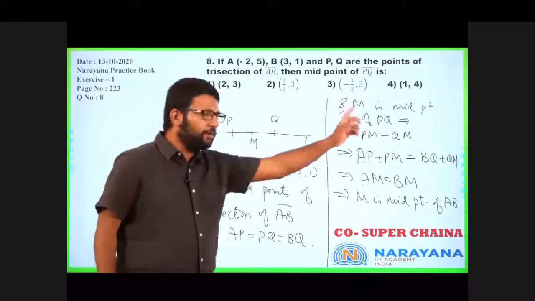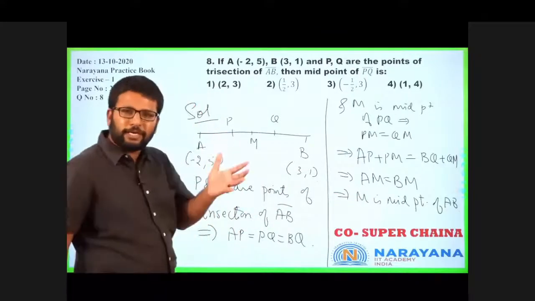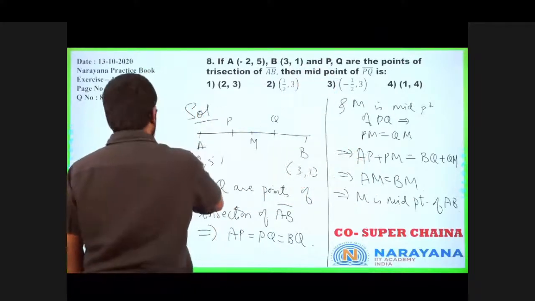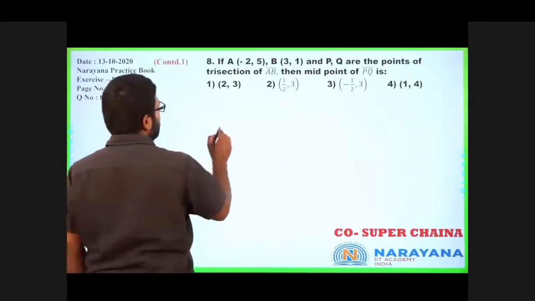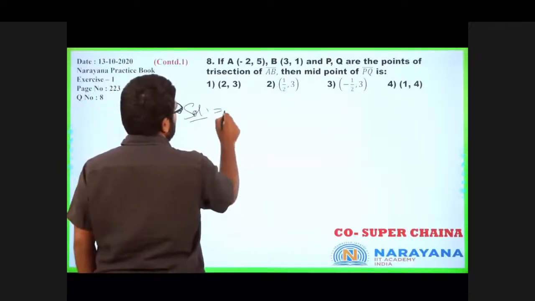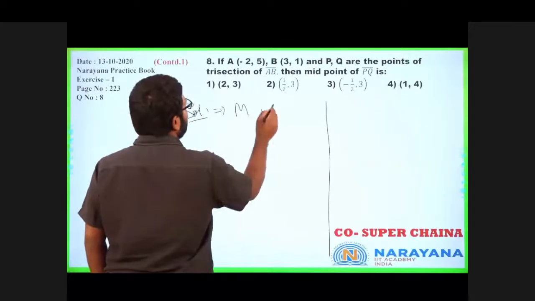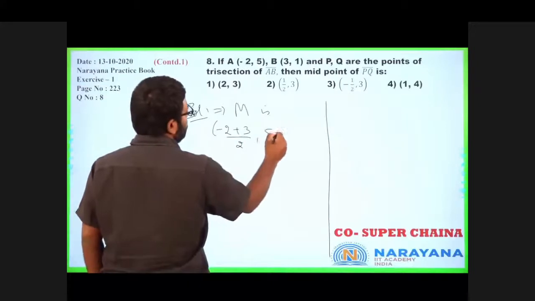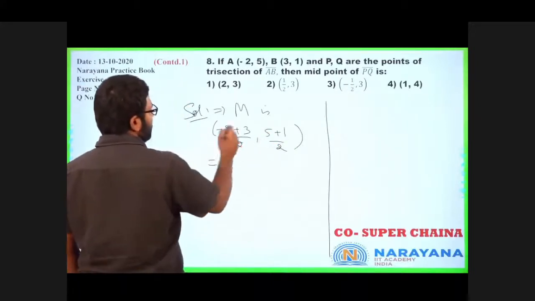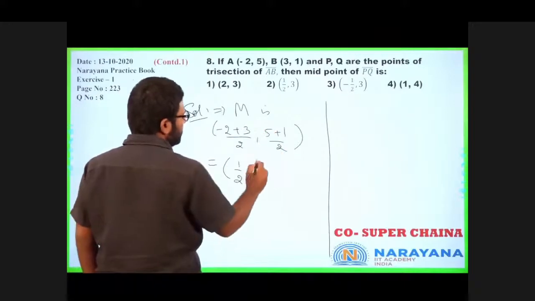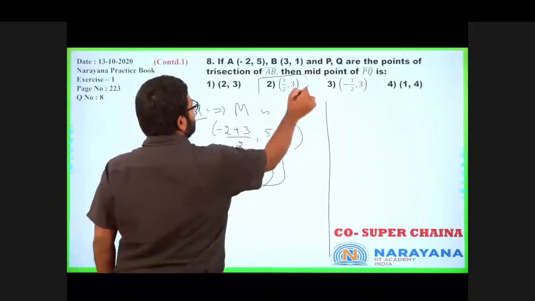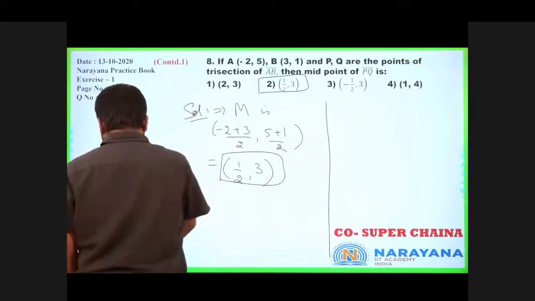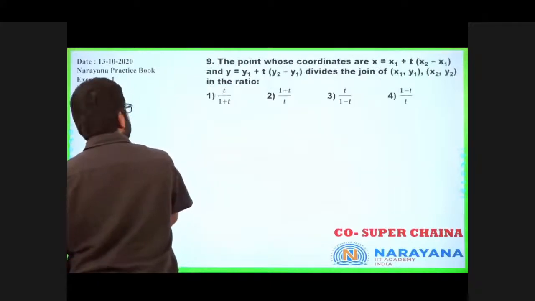Right? Actually, right now I am writing all this just in case you have not understood, but in the exam you don't have to write all this. You look at the diagram carefully, you will know that M is the midpoint of AB. And just apply the midpoint formula. Which means M is ((-2 + 3)/2, (5 + 1)/2). 3 minus 2 is 1, so 1/2, comma 6/2 is 3. So (1/2, 3). Okay, this is actually a one line answer based on observation. Okay, move on to the next question.